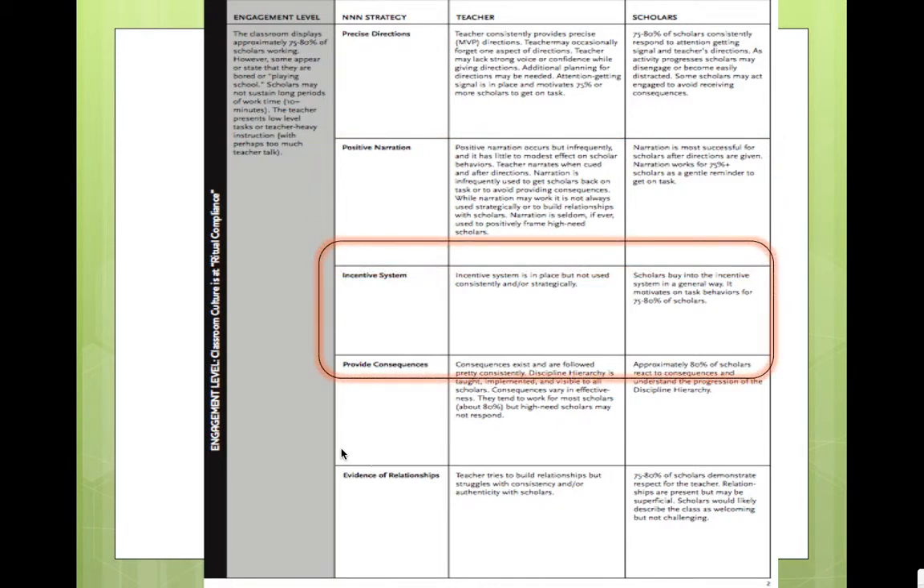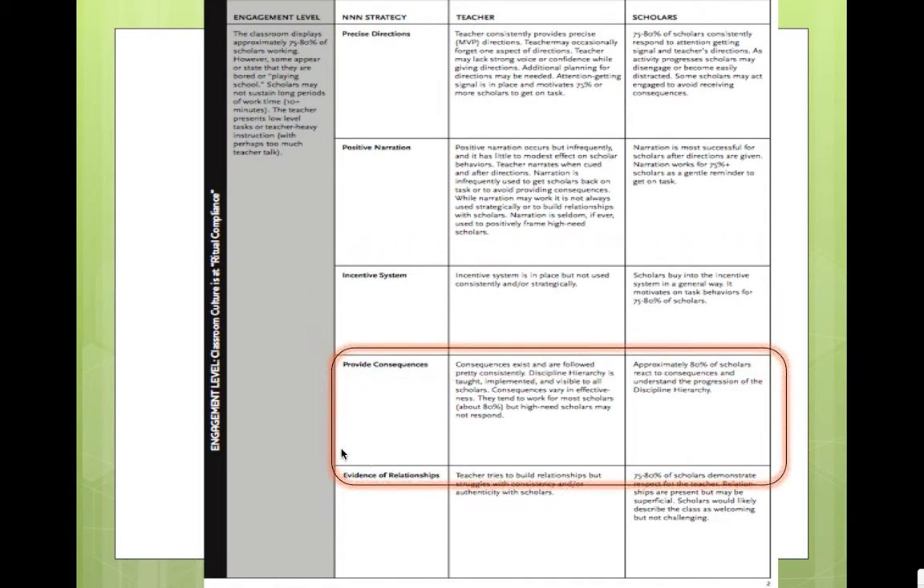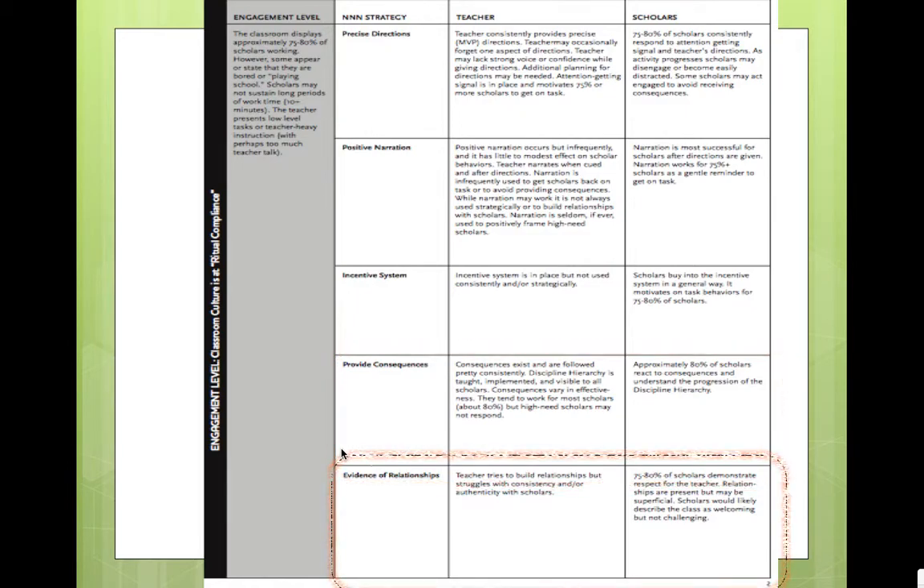For incentive system, it is in place. We can see it on the board or see it on the walls, but the teacher really isn't using it strategically. We see that the scholars know that it's there, but aren't used to it being in use. For consequences, we see that they're given, but might not be written down, recorded, or in effectiveness. For relationships, we see that they're built with most of the scholars, but there's still work we can do.